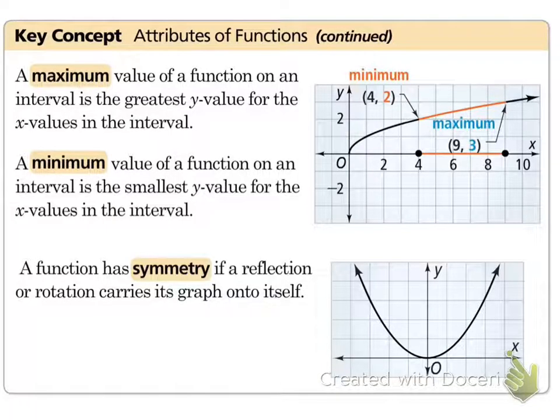Symmetry is like a butterfly. It's where you can fold it in half and it looks the same on both sides. Or it can be rotated in half and carries the graph onto itself. A graph that has rotational symmetry is going to be your x cubed graph. If you type that into y equals on your graphing calculator, you can see that if you were to twist quadrant 1 into quadrant 3, it would be the same.